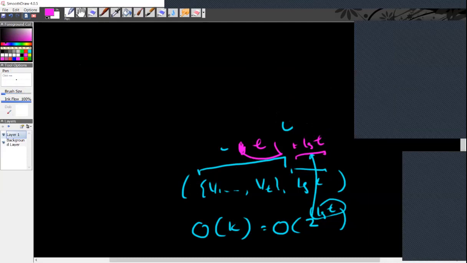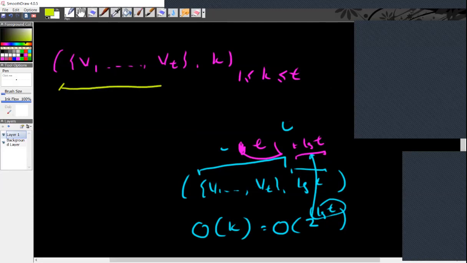Remember, our runtimes have to be contingent on input length. So for example, let's say I give you some input v1 to vt and then some integer k, and I say k here is going to be at most t. What is the input length? Let me draw in yellow how many bits are needed for the input. Over here, you need at the very least t bits. I mean, actually t log t, but let's not complicate things further. So t bits of input, and over here you need log t. So what's my total input length? My total input length is something like t plus log t.